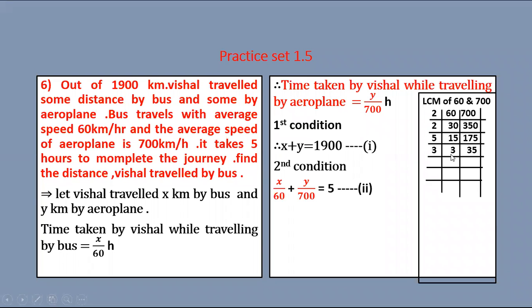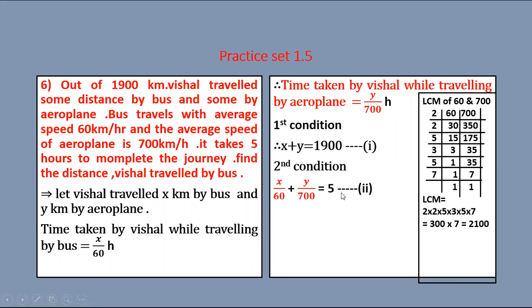Again 3 divided by 3 and 35. Here 3 ones are 3, 3 cannot divide 35, 35 write as it is. Again 5 divided by 1 and 35, 1 write as it is. 5 sevens are 35 and 7 ones are 7. Therefore, LCM of 60 and 700 is 2 multiply 2 multiply 5 multiply 3 multiply 5 multiply 7 is equal to 2100. This is the LCM of 60 and 700.